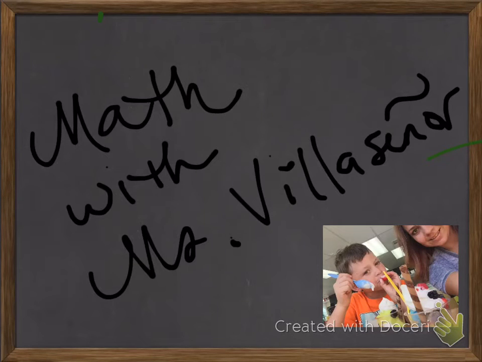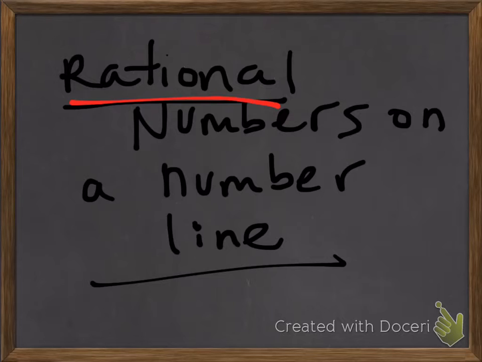Hi, this is Miss Villasenor, and we're going to be doing some math, and we're going to be focusing on the Eureka Lesson 6, and that's going to be about rational numbers on a number line. And let me remind you what a rational number is.